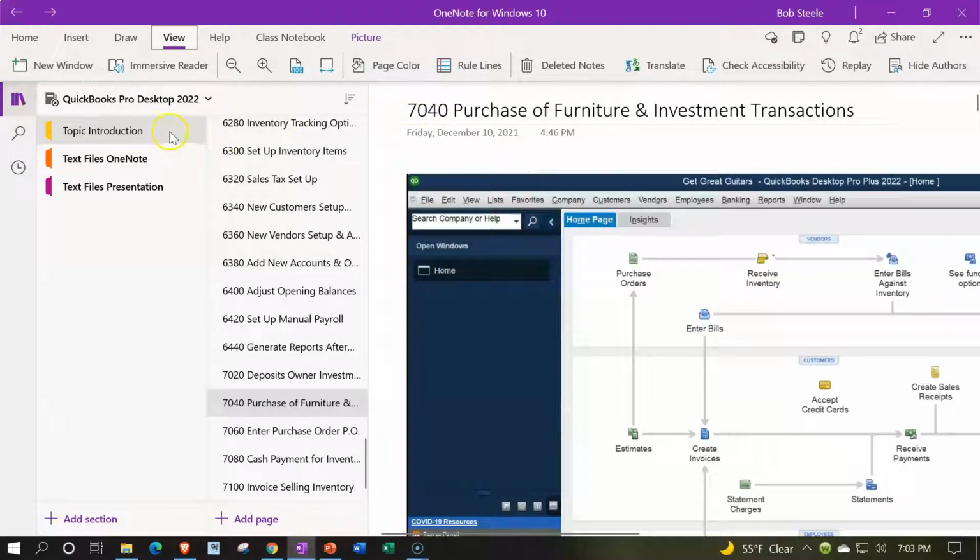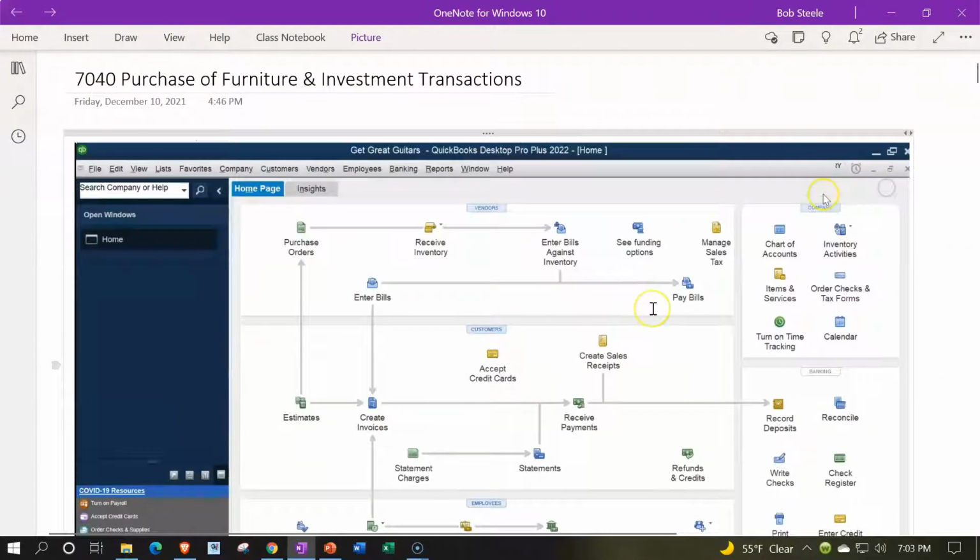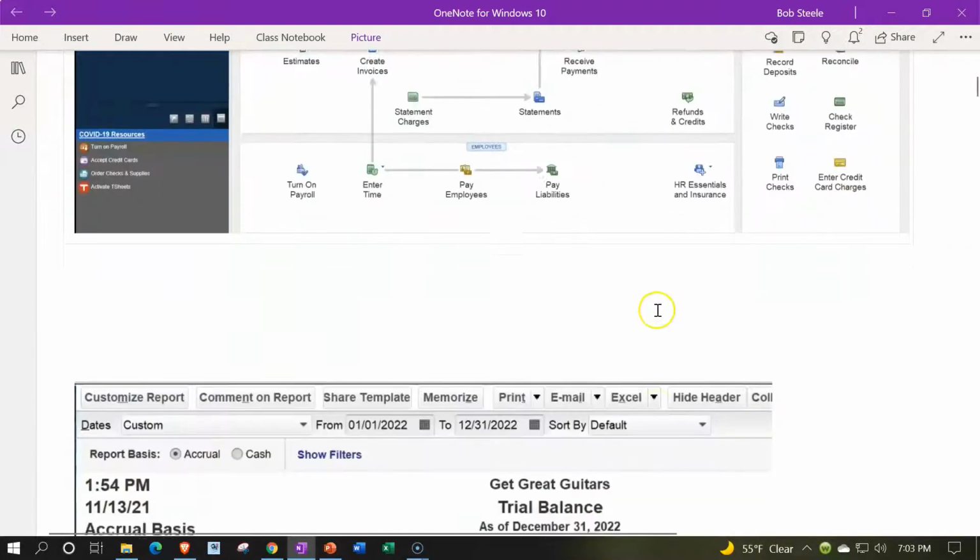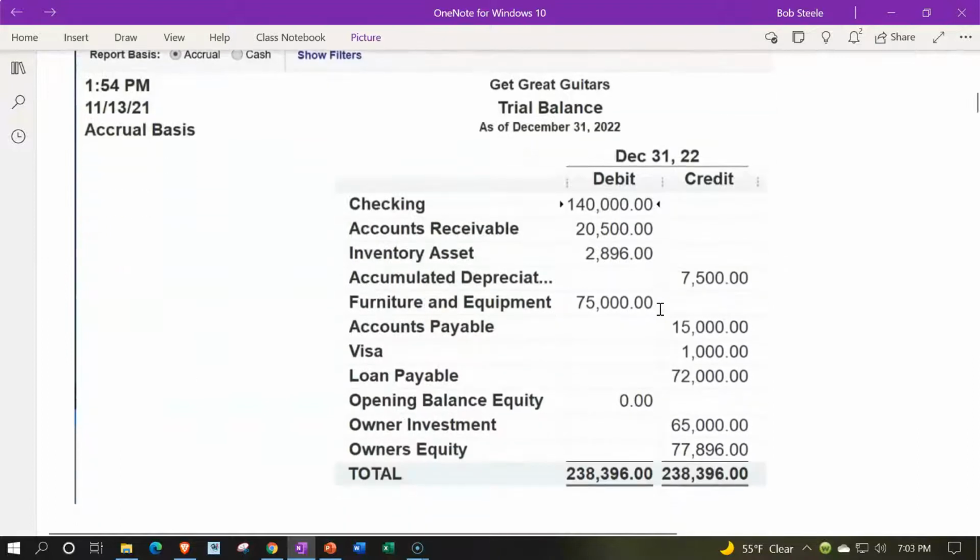Topic introductions are designed to give introductions to the topic, give screenshots and links where applicable, and provide accounting background to complement the presentations. They can be used to follow along with them if you don't have access to the software at that time. Closing the icon on the left-hand side, we're starting out with a screenshot of the home page. Looking at the trial balance next.